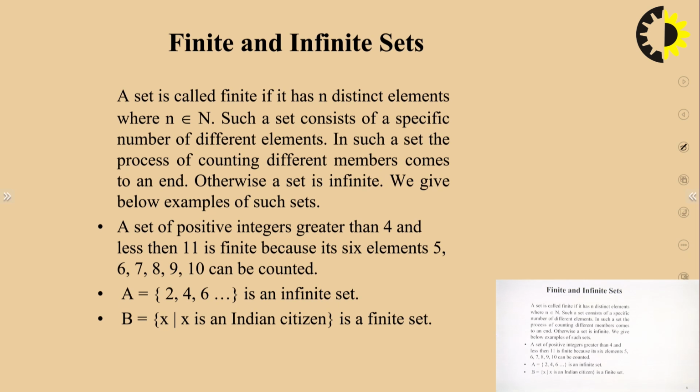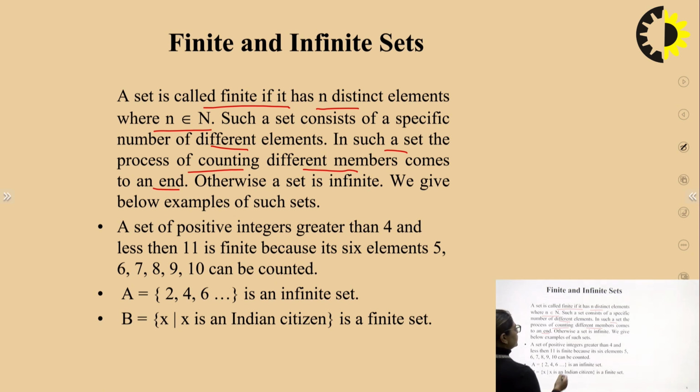Right? Now the finite and infinite sets. A set is called finite if it has n distinct elements where n belongs to N. Such a set consists of a specific number of different elements. It means we are able to count those elements. That is called a finite set. In such a set, the process of counting different members comes to an end.